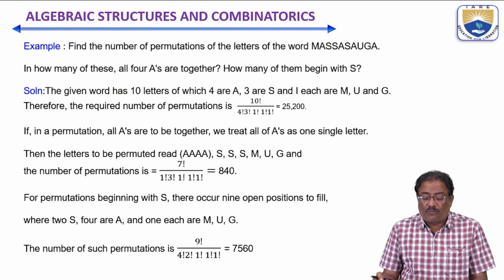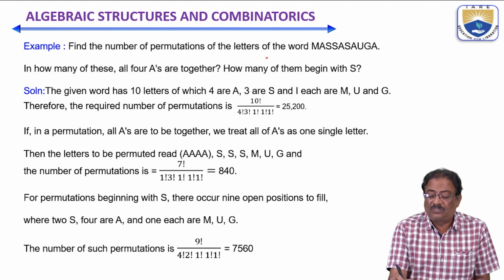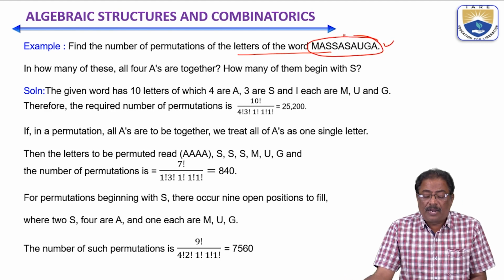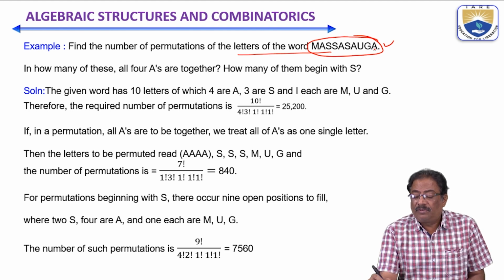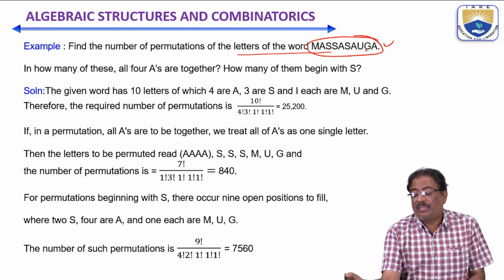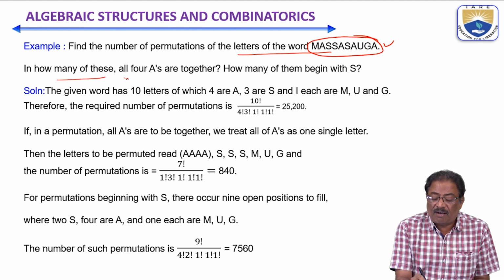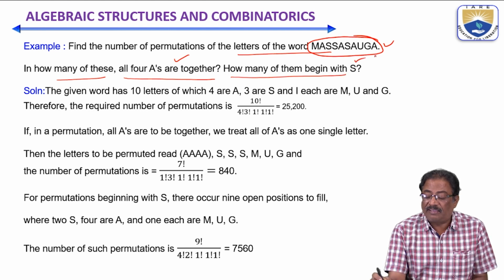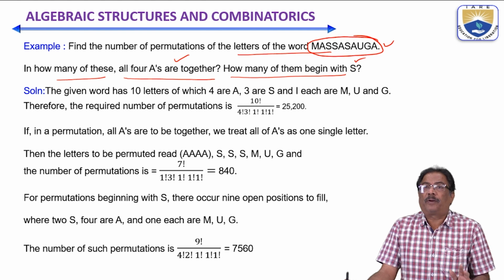Now, let us go for the other one. Find the number of permutations of the letters of the word MASSAUGA. In how many of these are all four A's together, and how many of them begin with S?